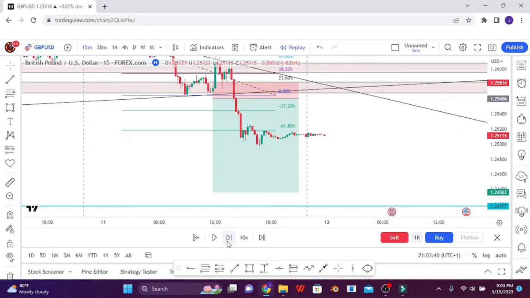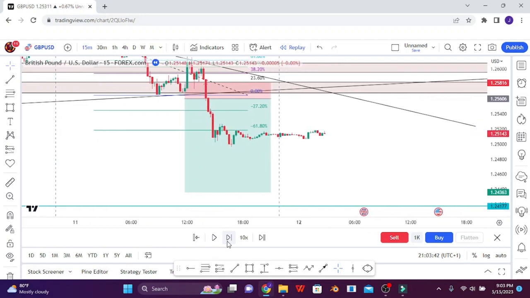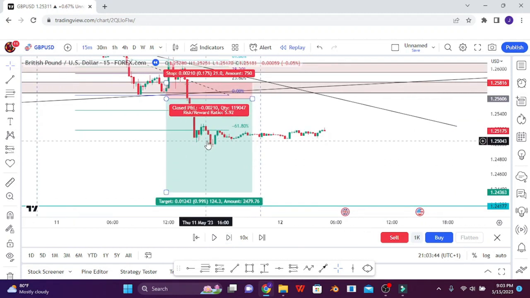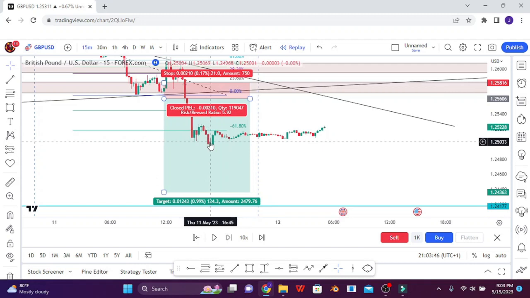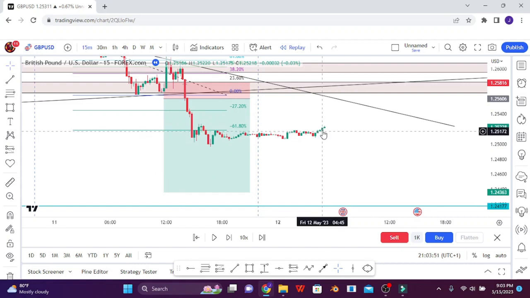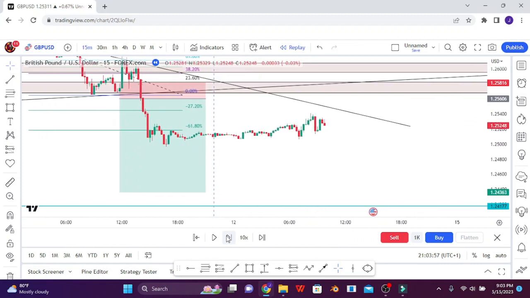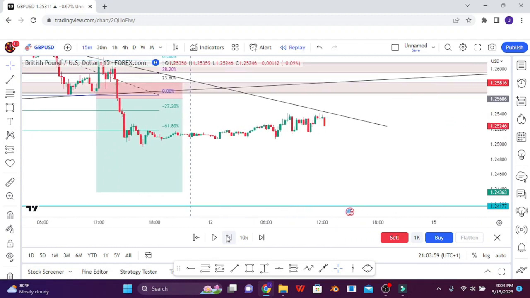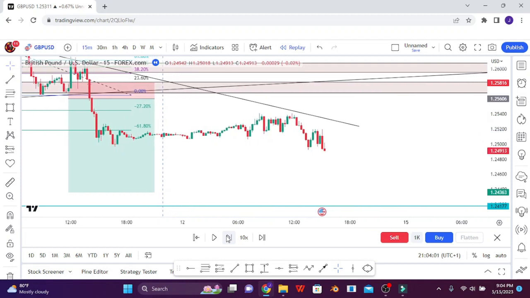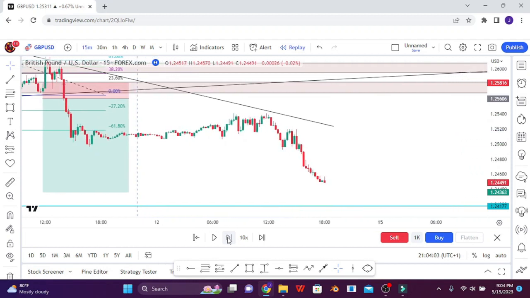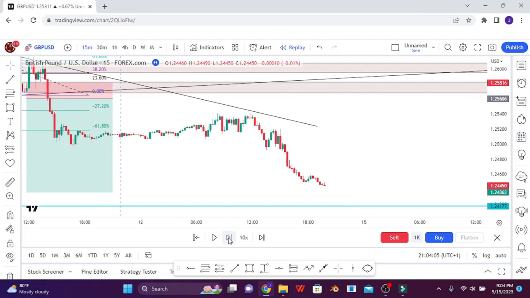This is next day. If I'm in this trade, I would have taken profit here. Then tomorrow I will still continue the trend down. Guys, you see this finally hits our take profit.